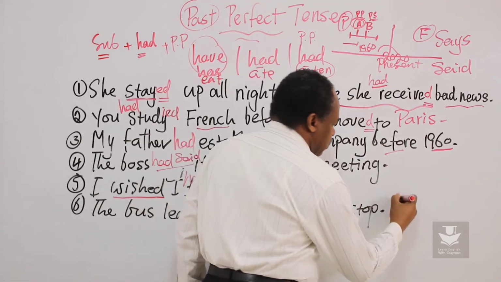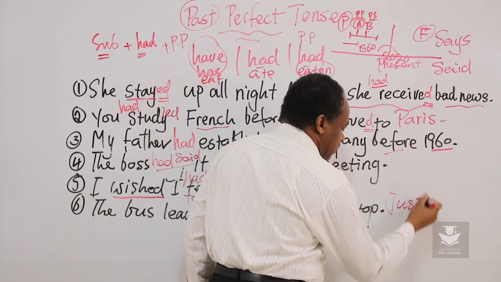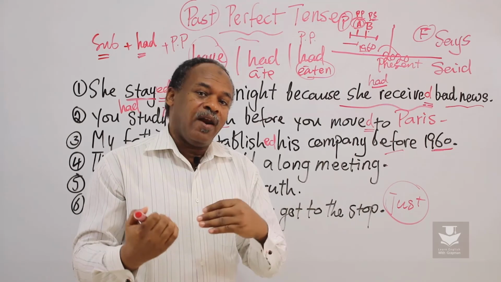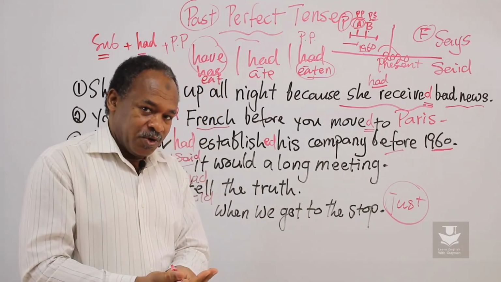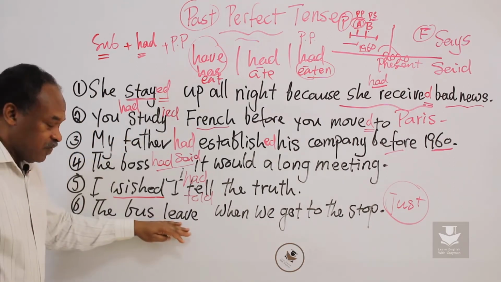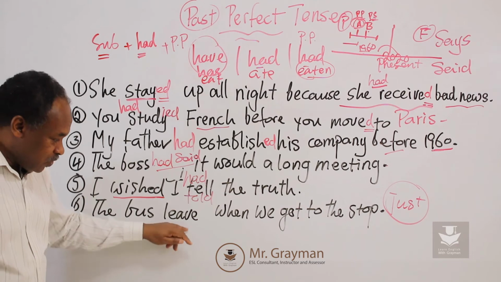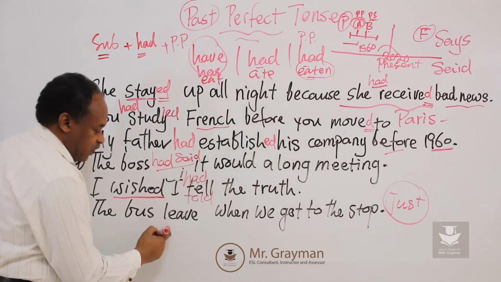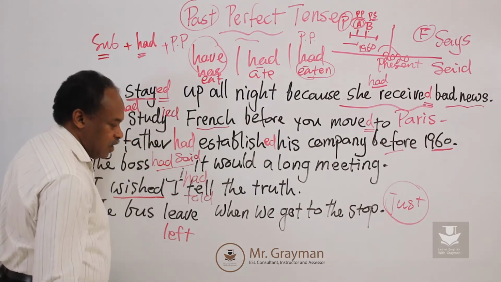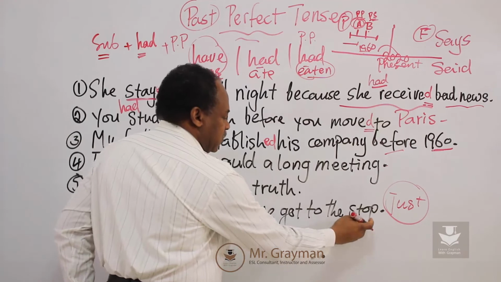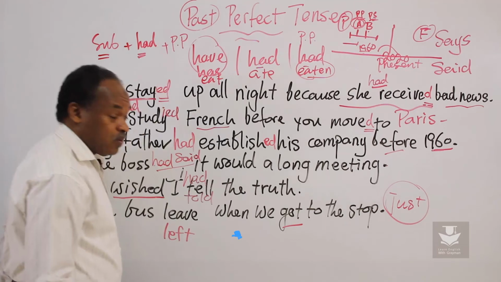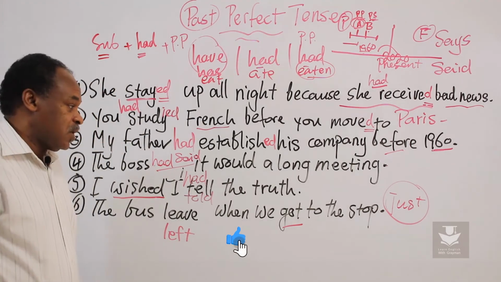We use just. Why do we use just in this sentence? To show that two events happen, one happened recently before the other. Okay? Let's look at this situation. The bus leave. Do you know the past? Do you know how to make the past of leave? Leave, left, L-E-F-T. Okay? When we got to the stop, I made this past. When we arrived at the bus stop, when we got to the stop.